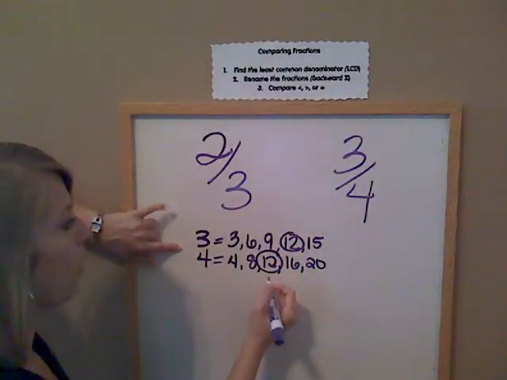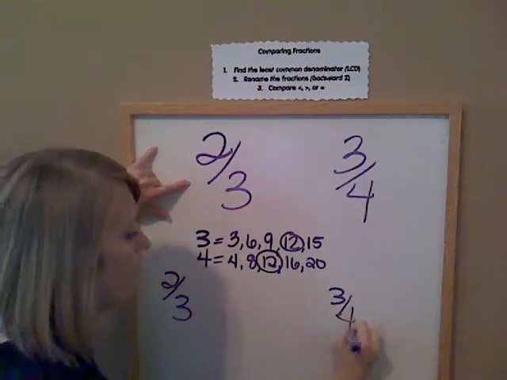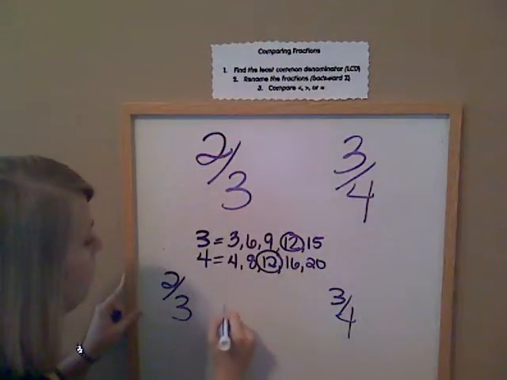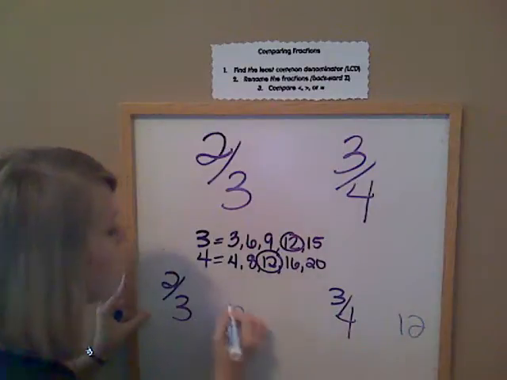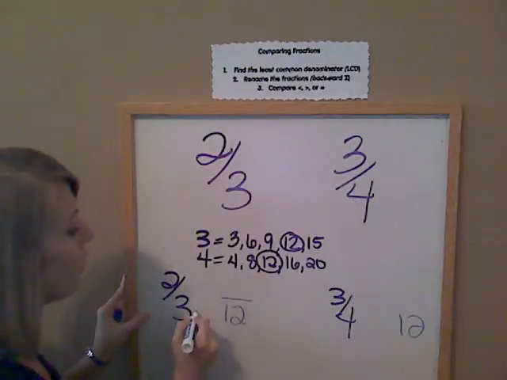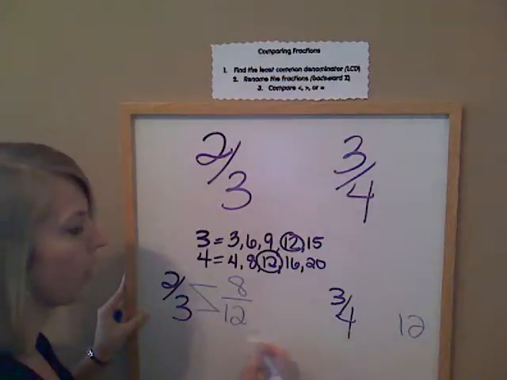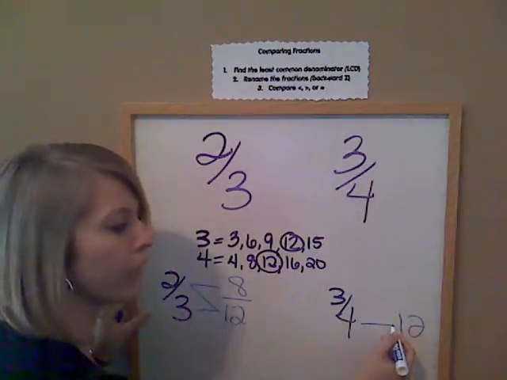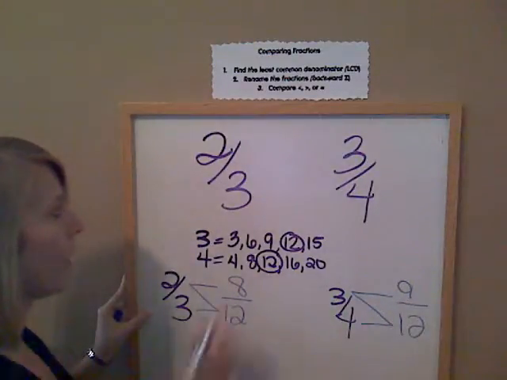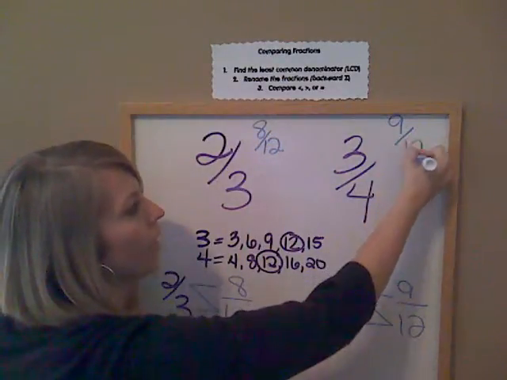Now, I'm going to take that denominator and I'm going to rename these fractions using that new denominator. And this is where the backward Z comes into play. And again, this is not a mathematical rule. This is just a strategy I use in the classroom. 3 will divide into 12 4 times. 4 times 2 equals 8. That becomes our new numerator. 4 will divide into 12 3 times. 3 times 3 is 9. So 9 becomes that new numerator. So now we have 8/12 that we can compare with 9/12.